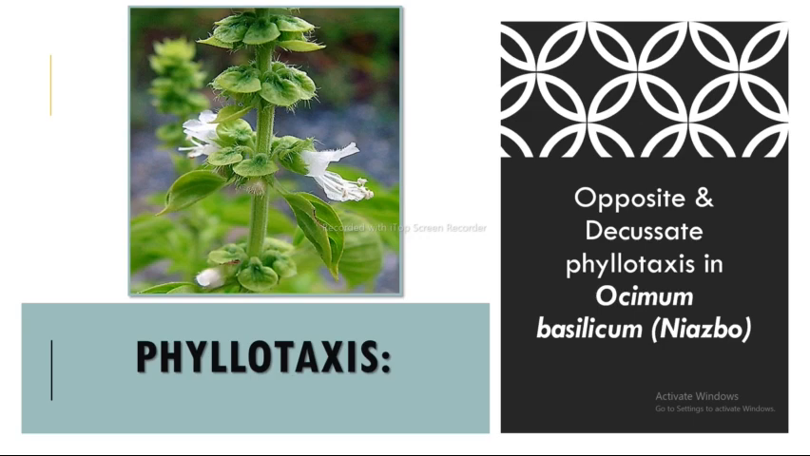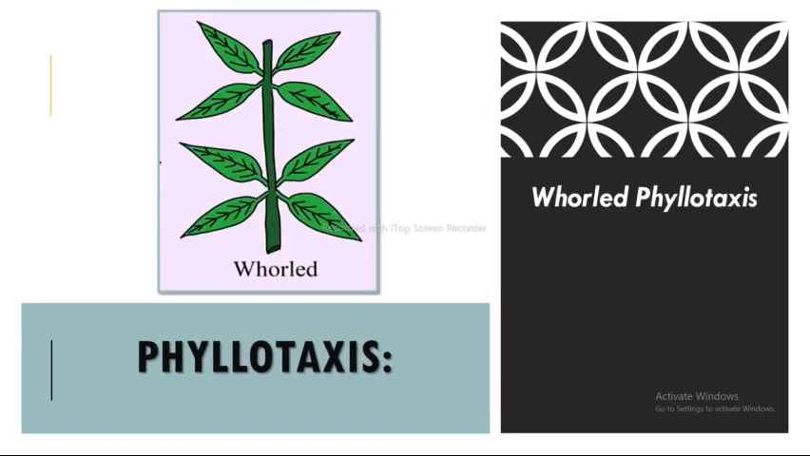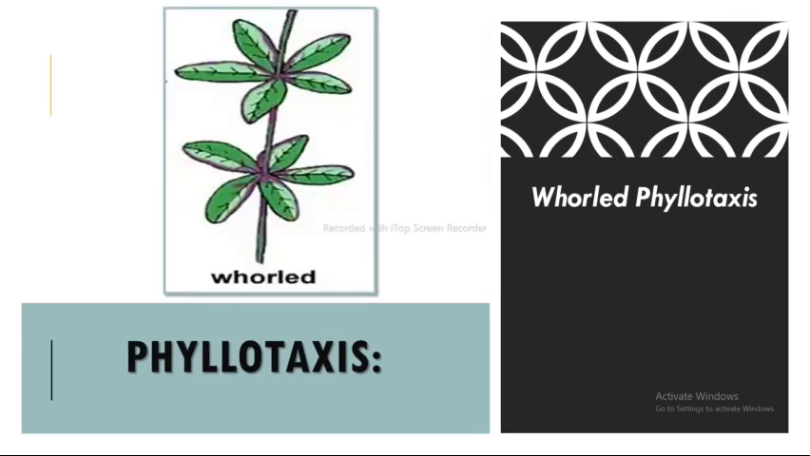Niaspo. This is opposite and decussate phyllotaxis in Calotropis, which is known as Uck. So this is a rolled phyllotaxis, as shown in the figure. This is again a rolled phyllotaxis as shown in the figure.